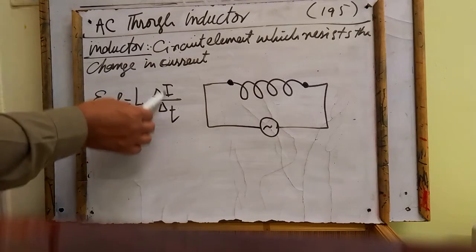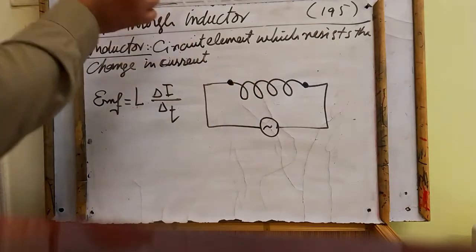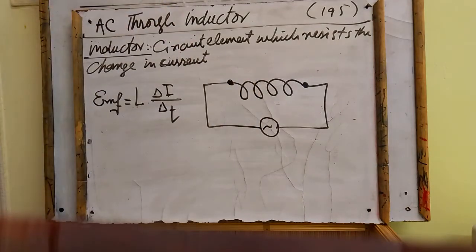So the rate of change of the current in this inductor or coil gives us EMF. How is that possible? We have already discussed that in the previous lecture for electromagnetic induction.